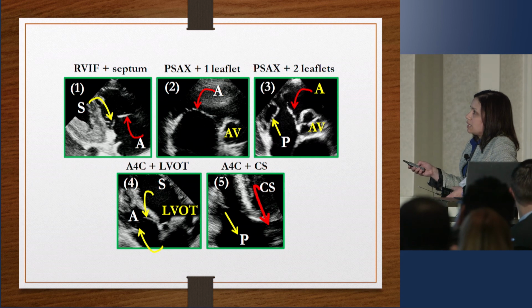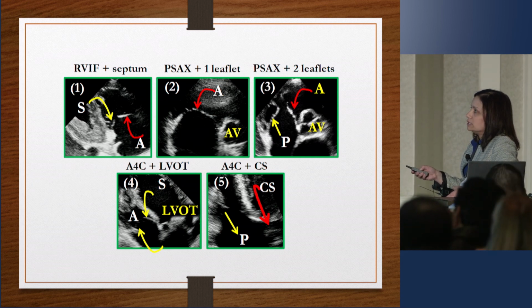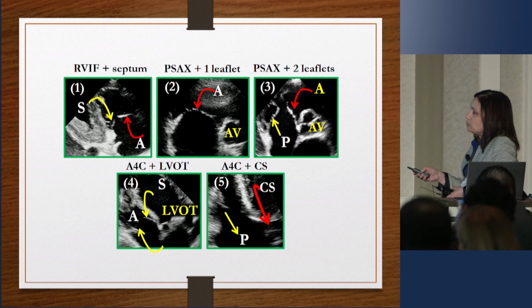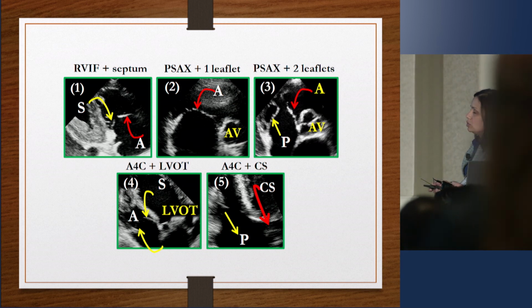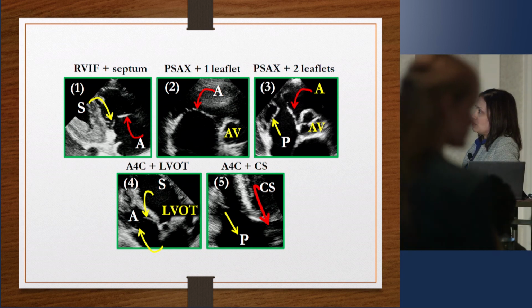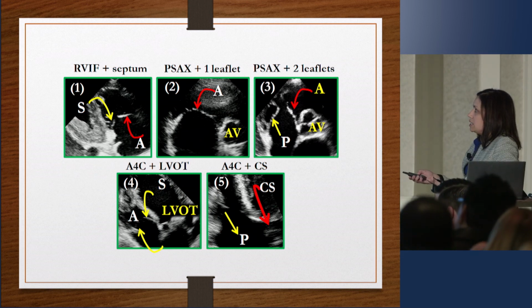We found that if you take an RV focused view and include the septum, you are imaging the septal and anterior leaflets. If you have a basal short axis view with the aortic valve and you only see a single leaflet, that is the anterior leaflet. If you see the basal short axis view where you have two leaflets that coapt in the midline and you see the aortic valve, you are imaging the anterior and posterior leaflets. If you are in the apical view and you see the left ventricular outflow tract, you are imaging your septal and anterior leaflets. And if you have the apical four-chamber view and you are imaging the coronary sinus, you are seeing the septal and posterior leaflets.